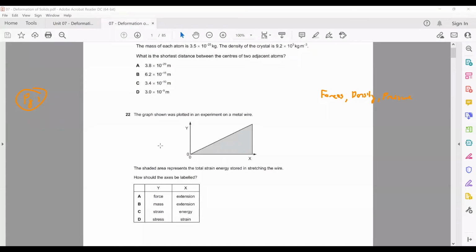Okay, right. The graph shown was plotted in an experiment on a metal wire. The shaded area represents the total strain energy stored in stretching the wire. How should the axis be labeled?